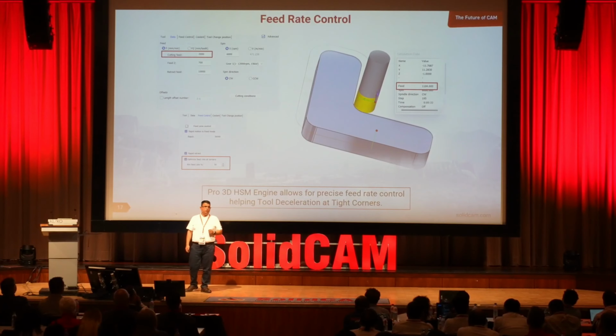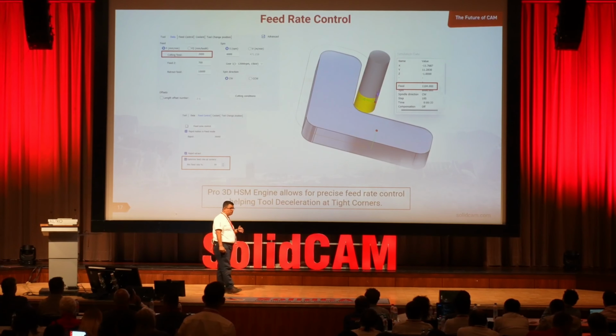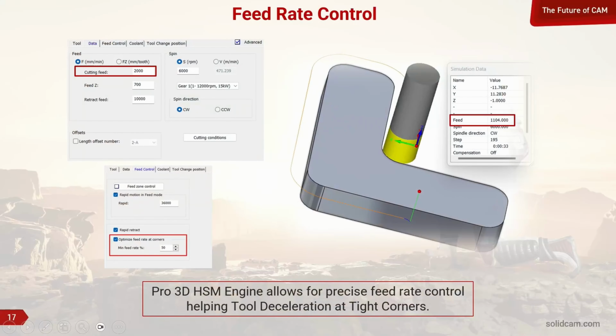Feed rate control, you can now control feed rates exactly in the corners. By dropping the feed rates, you can reduce the tool wear that happens when you go with the same feed rate.